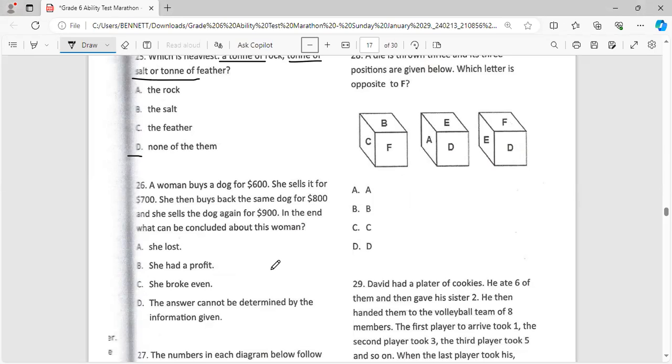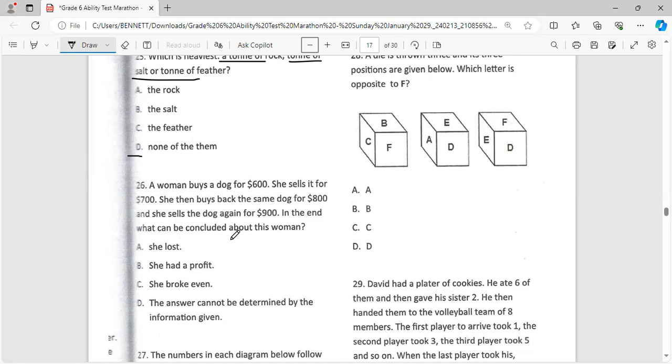All right. A woman buys a dog for $600. She sells it for $700. She then buys back the same dog for $800 and sells the dog again for $900. In the end, what can we conclude about this woman? She had a profit. All right, let us see, guys.